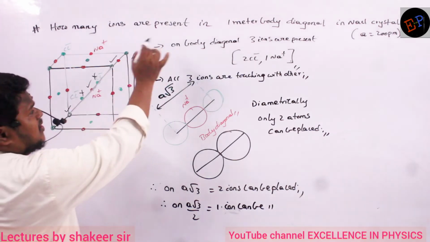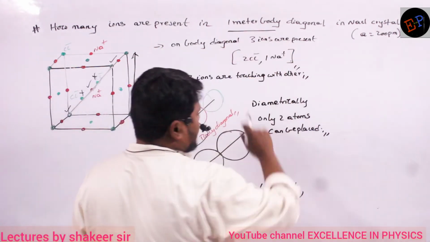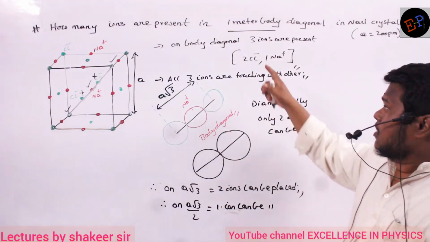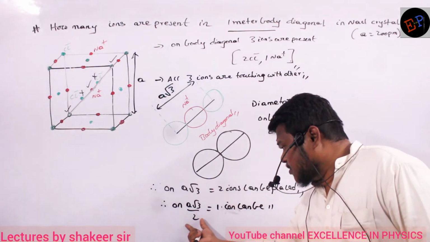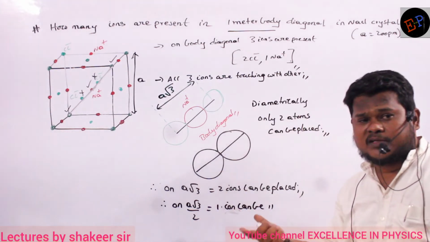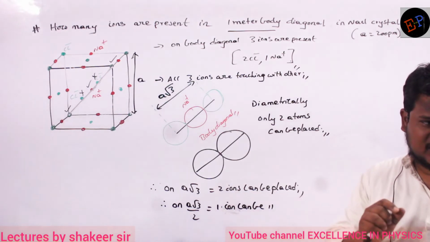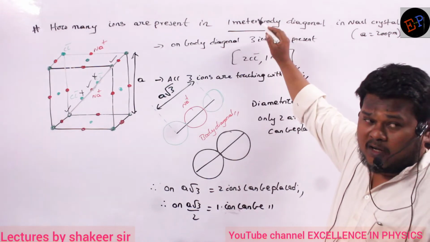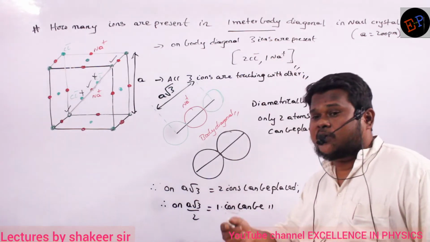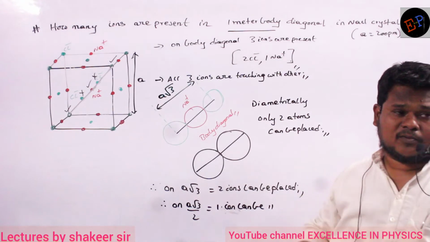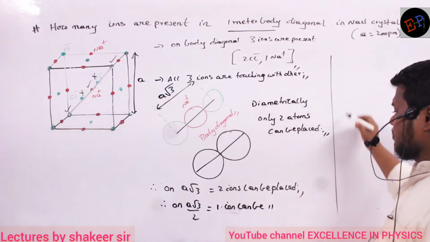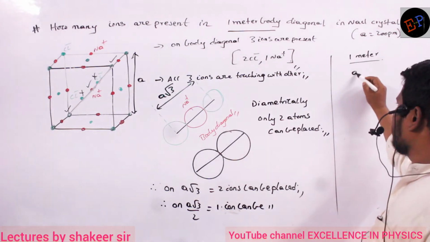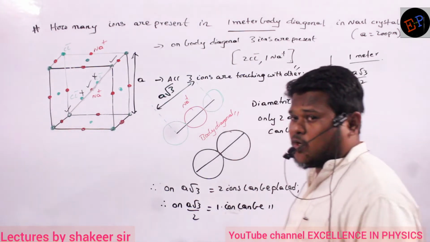Now what is the total length of the body diagonal he gave? 1 meter. On 1 meter, how many A root 3 by 2s are present? That many ions can be placed, no? How can I calculate? Okay, so 1 meter divided by A root 3 by 2, it will give what?